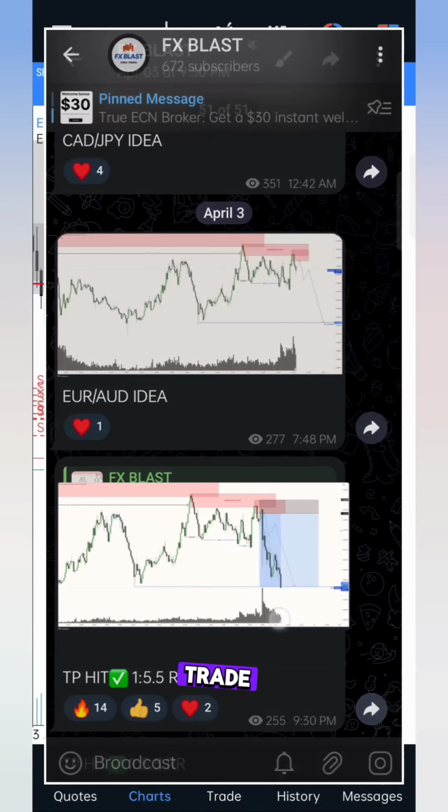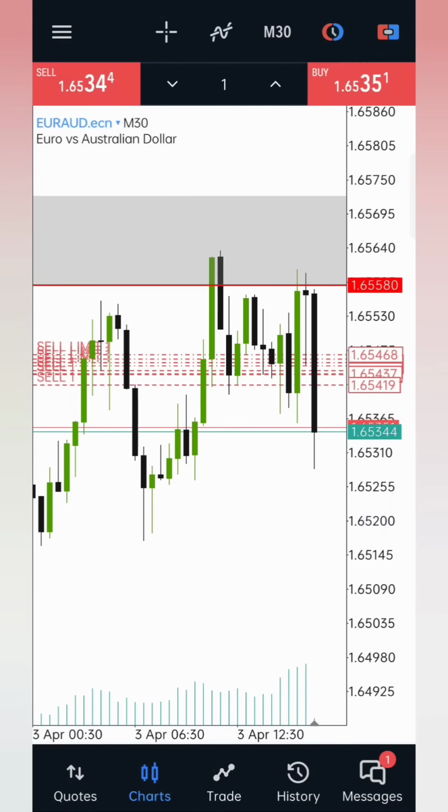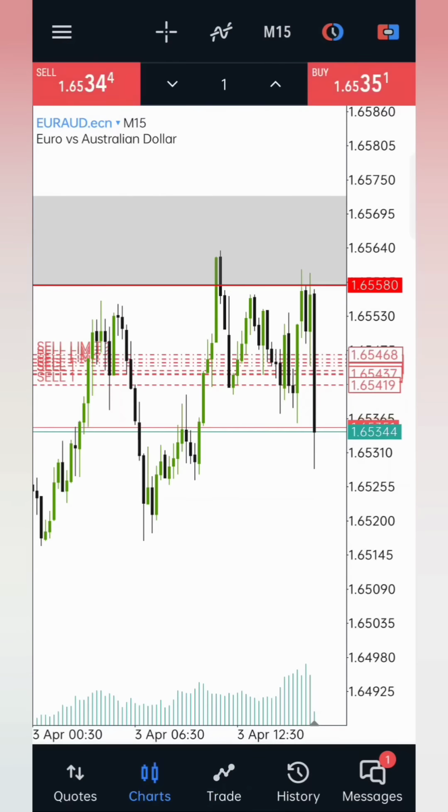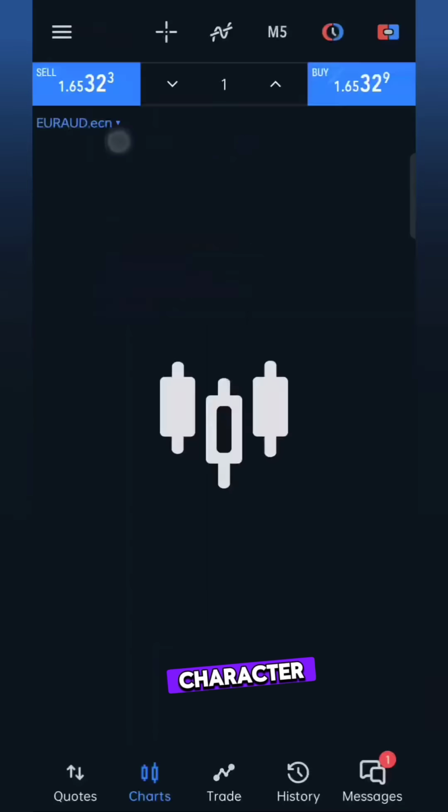As you can see, in the Euro-Australian dollar pair, prices have already swept through buy-side liquidity and entered the supply zone. Some people call this an inducement. Here is the supply zone. On the 5-minute chart, you can see a change of character. Following the change of character, the price broke another lower low, resulting in a break of structure, and then the price retraced and returned to the supply zone area.